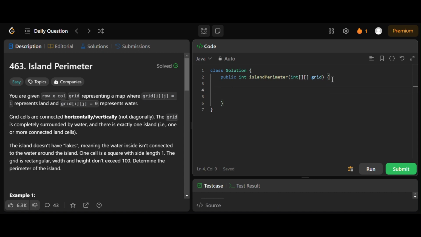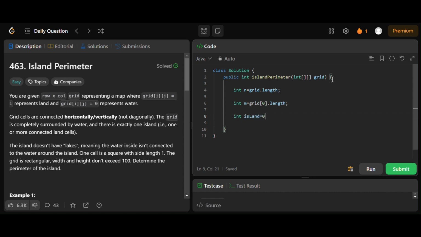So what I have to do, as I have to traverse throughout the grid, we just find the number of rows and the number of columns first. So the number of rows is the grid length and the number of columns will be the length of a row. Okay, this is the column length. So I have to find the number of islands. Island will be first 0, and the adjacent count, I am considering first as 0.